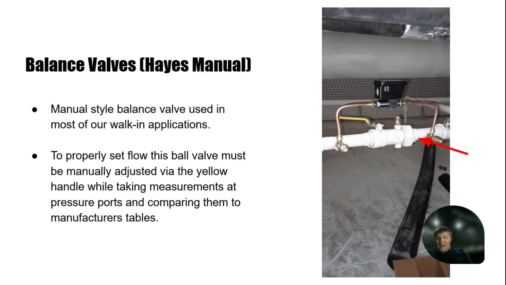Next is these Hayes manual flow valves. This is typically for walk-ins. They're a 90-degree ball valve. They're really time-consuming to get set properly, and to set them, you're going to measure differential across this valve and make tiny adjustments to that handle, and it's really easy to make a mistake. As the project moves on, these valves may need to be adjusted as the differential changes as we add more cases, more walk-ins, more load.